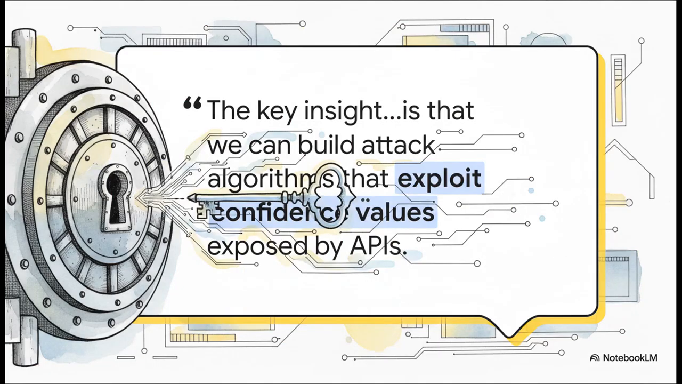And hey, don't just take my word for it. This isn't just some abstract theory. The researchers who discovered this, Fredrikson, Jha, and Ristenpart, they said it themselves. They wrote, and I'm quoting here, "The key enabling insight is that we can build attack algorithms that exploit confidence values exposed by the APIs." In other words, those little confidence numbers are the keys to the kingdom.